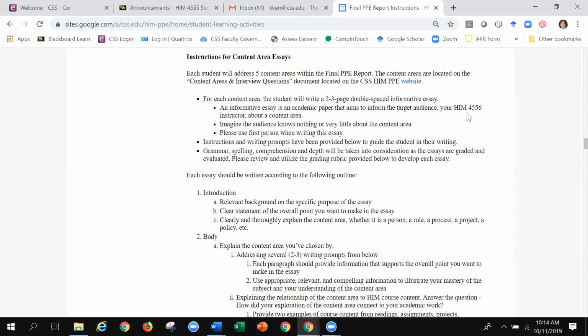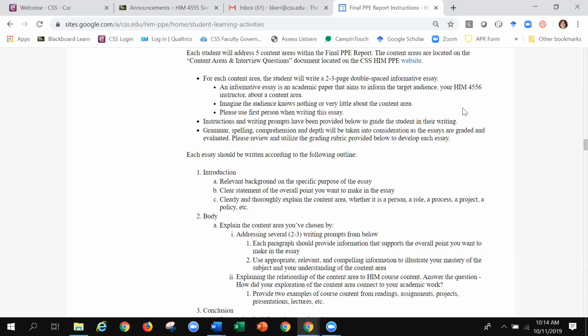And of course, pay close attention to your grammar and your spelling. The most important thing about these content areas is I'm going to be looking at comprehension. How well do you understand this content area? I'm also going to be looking at the depth of your thoughts and your critical thinking, and take that all into consideration as I grade, okay? So be sure to use that grading rubric that is also below, okay? All right, so let's dive in here.